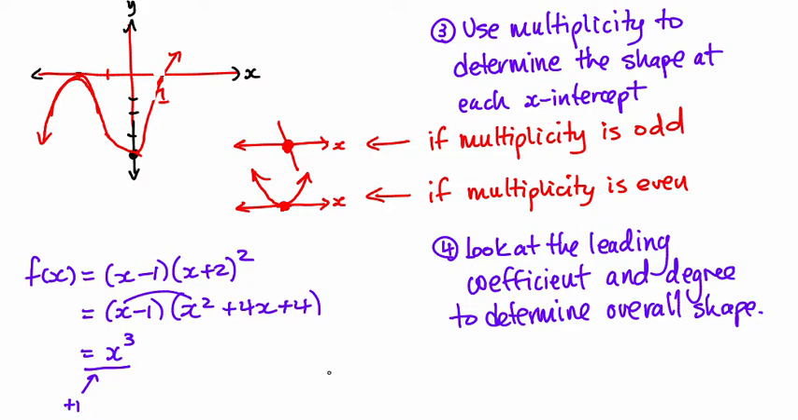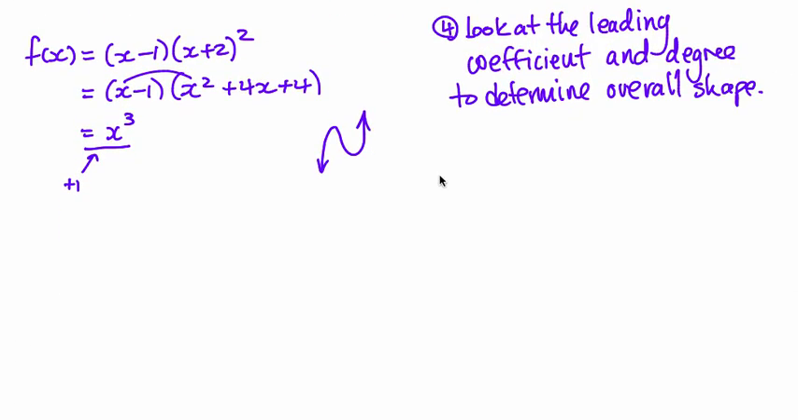So from last day, a cubic looks like this when it has a positive leading coefficient, and that gives me more ammunition to determine that this graph probably looks a whole lot like this, so that those two blue shapes match up. Let's continue to see if this is correct with step 5.